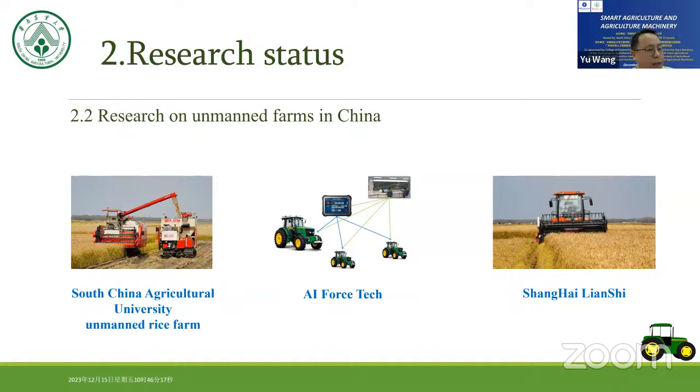Other companies, such as Shanghai Lianshi or AI Force Technological, have joined in building unmanned farms. More than 200 farms have started building in China now. How to say that, like bamboo shoots after the spring rain.